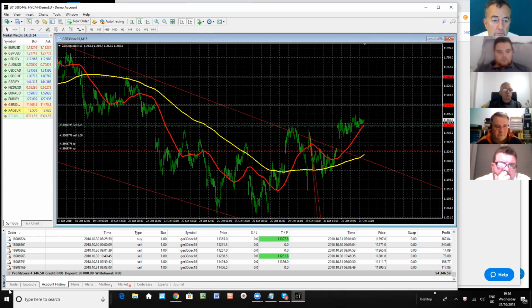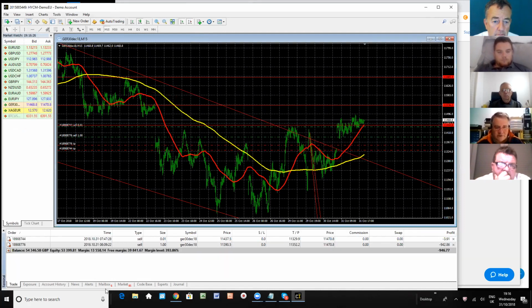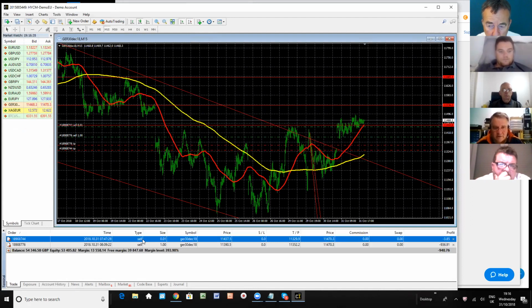Now then, going down to trade, if you look at this little tab across the bottom, if you go to trade, then it shows you that very trade there. Look, it's a sell, it's a 0.01 size, it's on the DAX, because that's what we're trading, and it tells you the date and the time that you put it on. So that's putting the trade on, and as you can see, it's live.